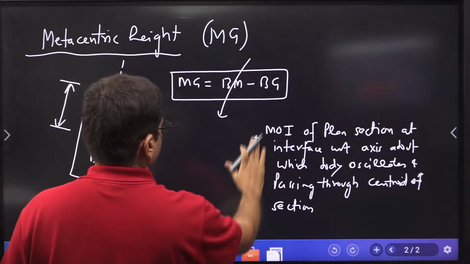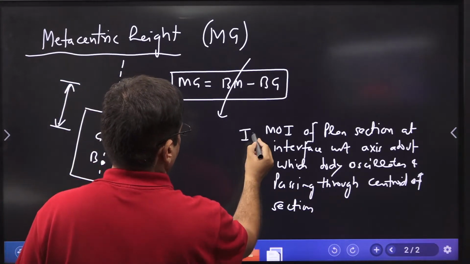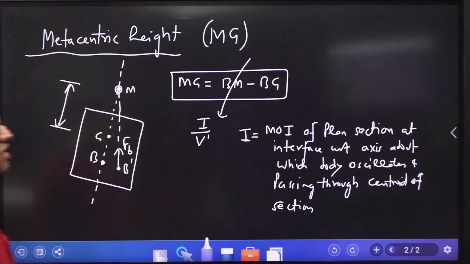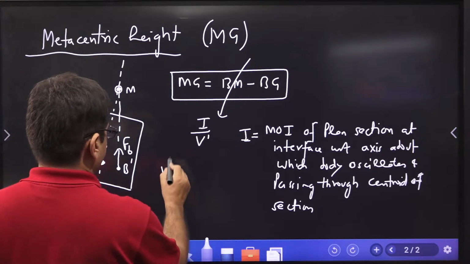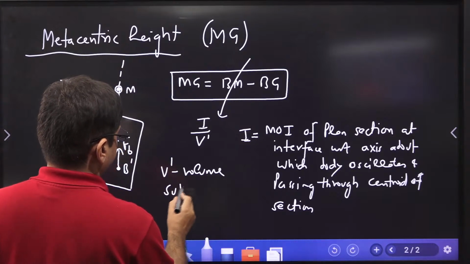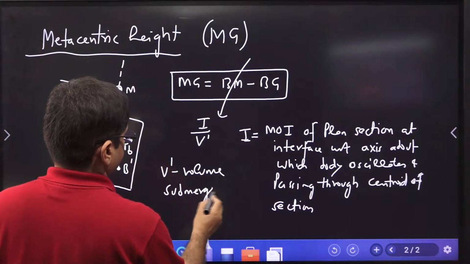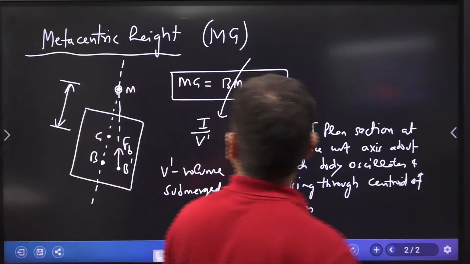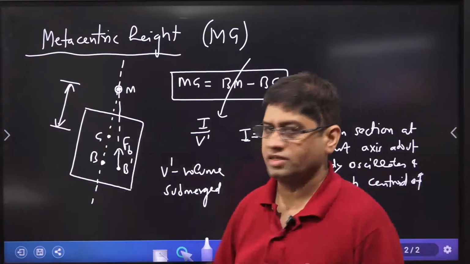I told you this is I over V dash. What is I? Moment of inertia of the plan section of the interface with respect to the axis about which the body will oscillate, and it is passing through the centroid of the section. I'll explain what is the meaning of that. And what is V dash? V dash is the volume submerged. This is the volume which is submerged. That we can calculate, how much is the volume submerged. That remains the same. Now let me tell you what is the meaning of this.